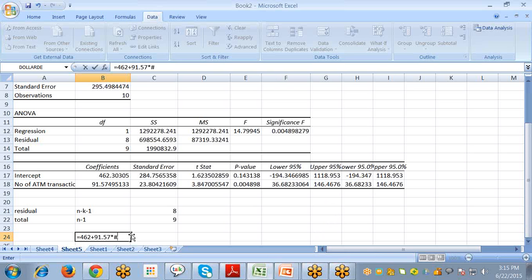That means for 10 transactions. So we are calculating for every transaction. The hash denotes the number of transactions that have been done. So this is our regression equation, what we have read: y equals a plus bx. A is 462, the intercept value, and B is 91.57, for the number of transactions, and the hash denotes how many transactions have been done. So this is what is meant by regression analysis.